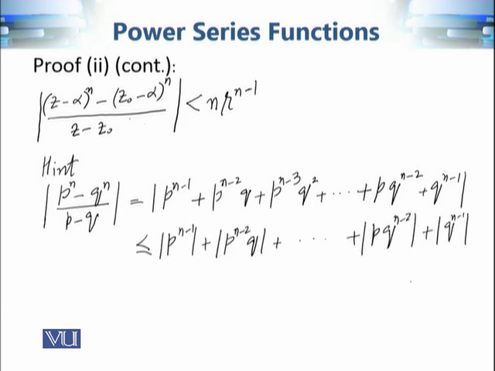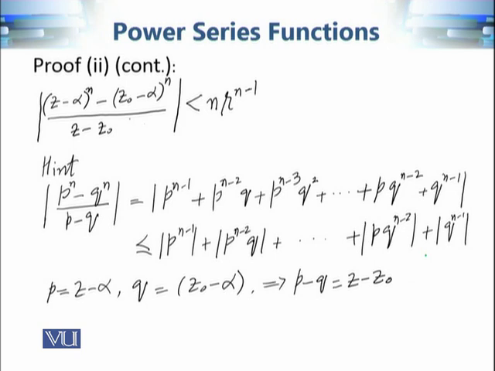Moving on, we just use the triangle inequality. So we divided the mod in each and every term, and if we take in particular p and q to be any complex numbers, but if we take p to be z minus alpha and q to be z naught minus alpha, then what is p minus q? So p minus q is z minus z naught, which is the denominator over here. And if p is equal to z minus alpha, then this is this term, and if q is equal to z naught minus alpha, then this is this term.